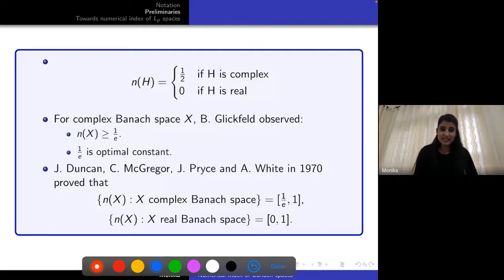And actually they constructed examples of two-dimensional Banach spaces. If you have any point between 0 and 1, there is a two-dimensional real Banach space whose numerical index will coincide with that point. Similarly, in the case of complex Banach spaces also, if you take any point in the interval 1 over e to 1, there is a two-dimensional complex Banach space whose numerical index will coincide with that point.